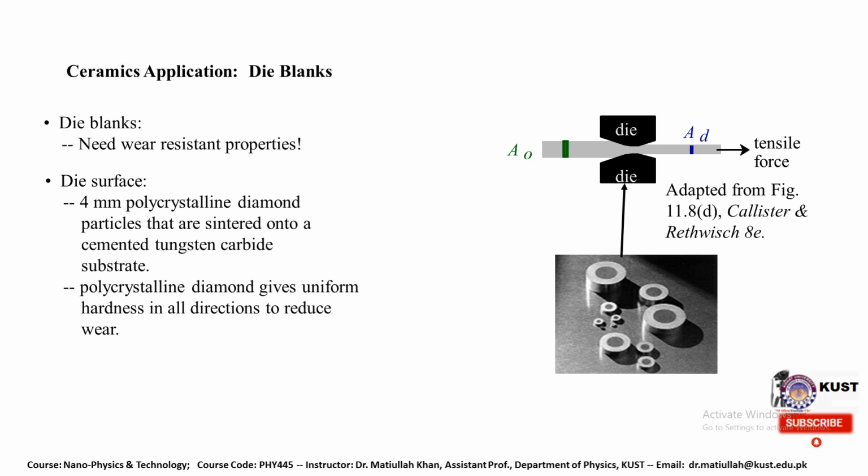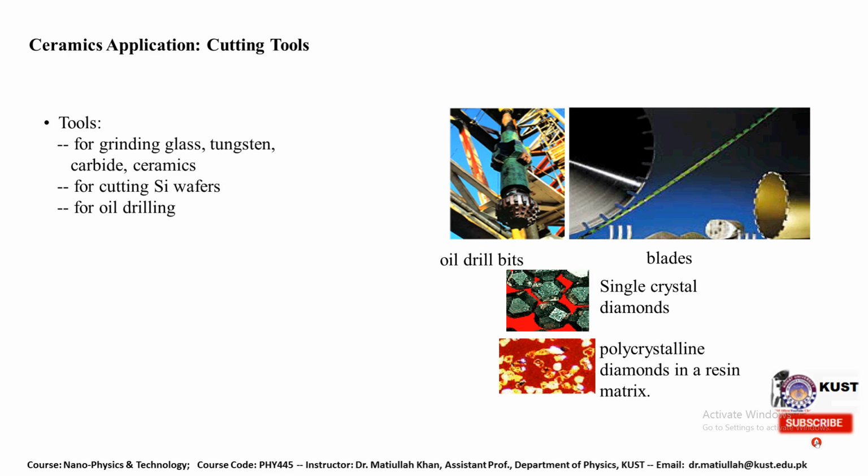The bars made from this special type of ceramics are often used for ball milling. That is actually a synthesis process used for preparing different sorts of materials. We have cutting tools. The cutting tools are also made from ceramics materials. So the tools for grinding glass, tungsten carbide ceramics, for cutting silicon wafers, and for oil drilling, such ceramics materials are used. Just like this is the bit that is used for oil drilling.